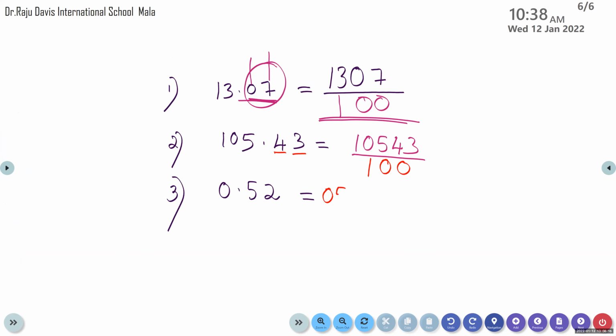Next one. 052 divided by 100. See children, if you write 0 in the front, it has no value, so you need not write that. Just write 52 by 100.